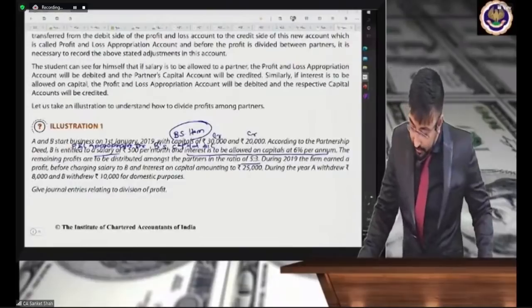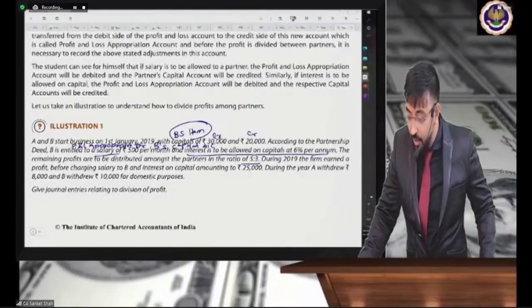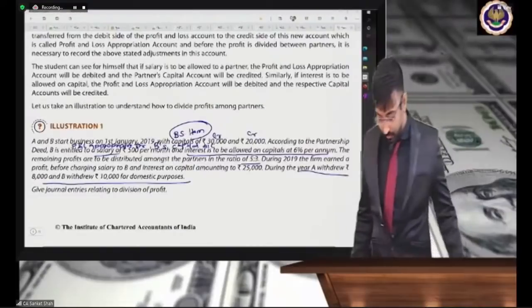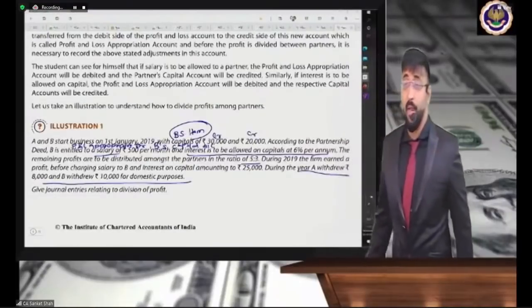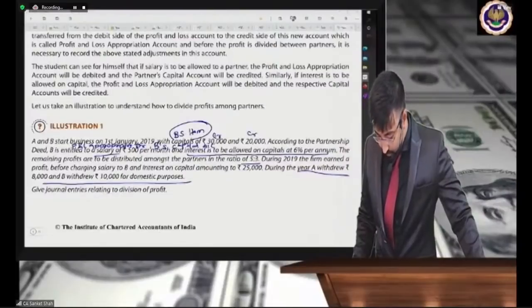Drawings entry. But drawings is not there, so why charge drawings entry? Okay, during the year if A drew, then drawing entry we are going to pass. Yes, I'm waiting for your reply for interest on capital. What is the entry for interest on capital, sir? Yes, fast.